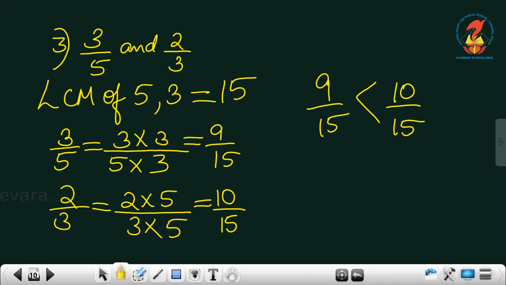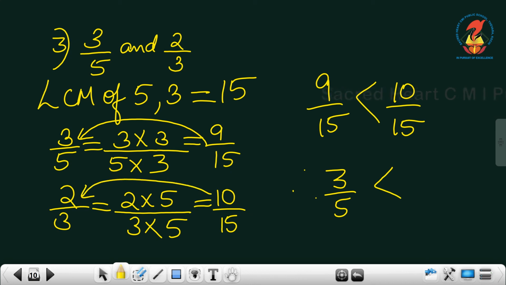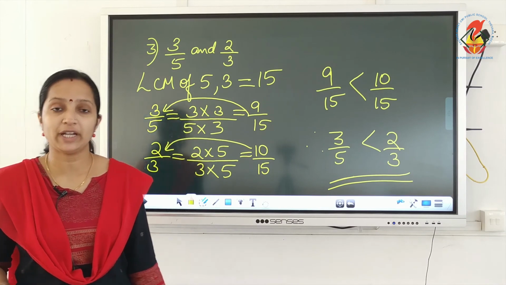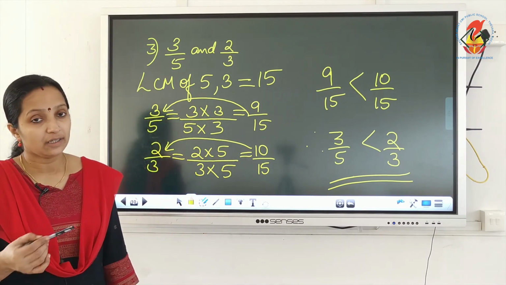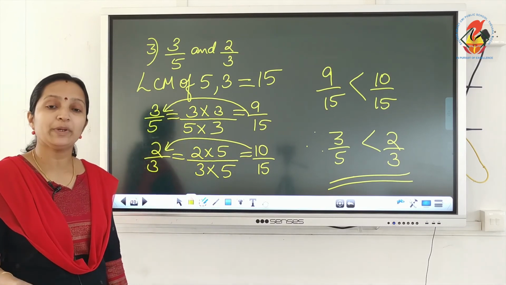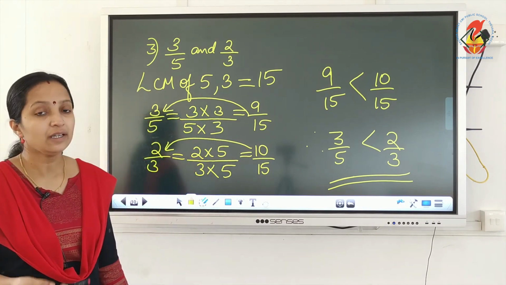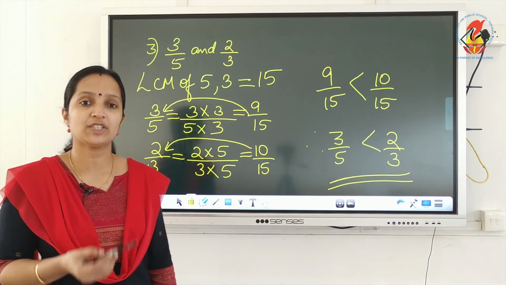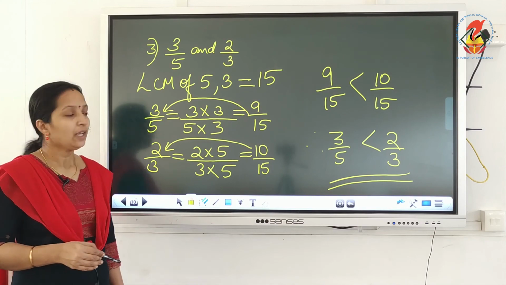Now therefore, you can write 9 by 15 is equivalent to which fraction? 9 by 15 is equivalent to 3 by 5. So we can say 3 by 5 is less than 10 by 15, which is equivalent to 2 by 3. So we can say 3 by 5 is less than 2 by 3. I hope the comparison of fractions is clear. If the denominators are same, the greater numerator will be the greatest fraction. If the numerators are same, the smaller denominator will be the greatest fraction. If both are different, you have to find the LCM and convert them into like fractions, and only then do the comparison.